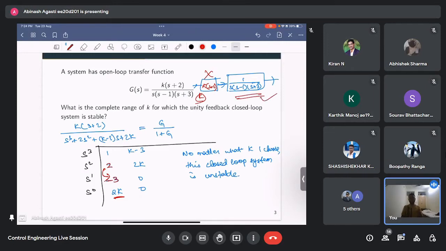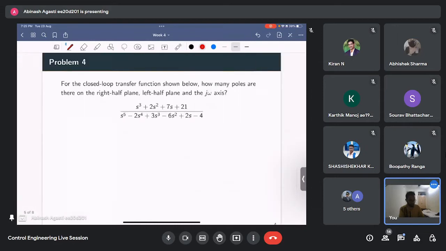So that is the usual way, like that is the intention behind asking questions like this, that what is the complete range of k for which the unit feedback closed loop system is stable. So why would you want to know that? Because you might want to be designing a controller for the system and you want to test whether this controller will be able to stabilize the system or not. Then further, if that is possible, you would want to find out a range of the gain which will allow you to do that. Okay, is that clear? Yes. Yeah. Okay. So we'll move ahead to the next question.